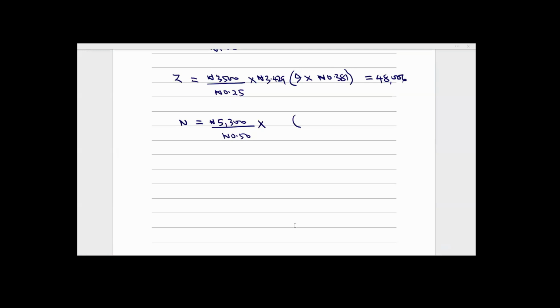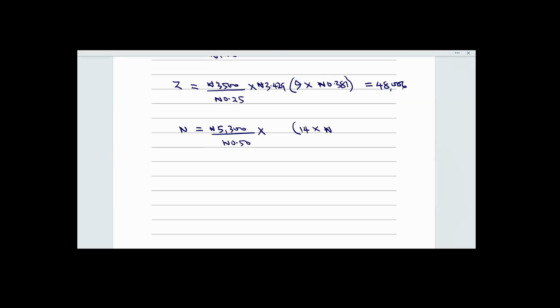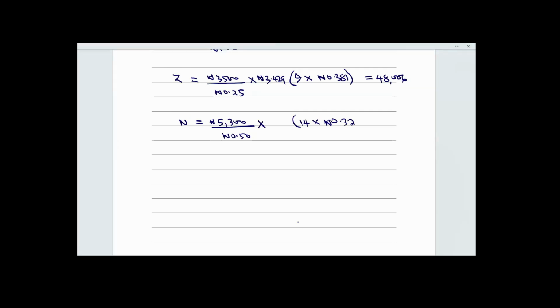So here is 14 multiplied by 32.3. Is it 42 or 32? Let me confirm. 32, sir. Yes, 32.3. So here will be 0.323. All right. So multiply that with 14. What do you have? 4.522.